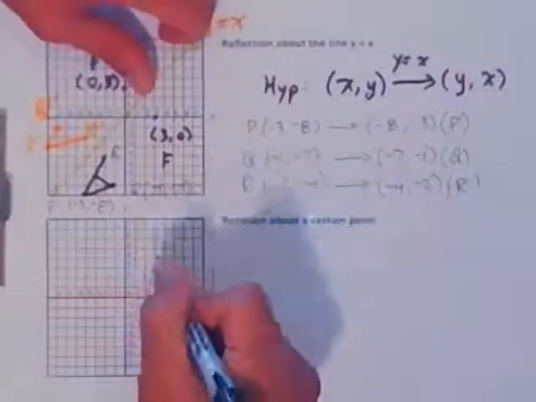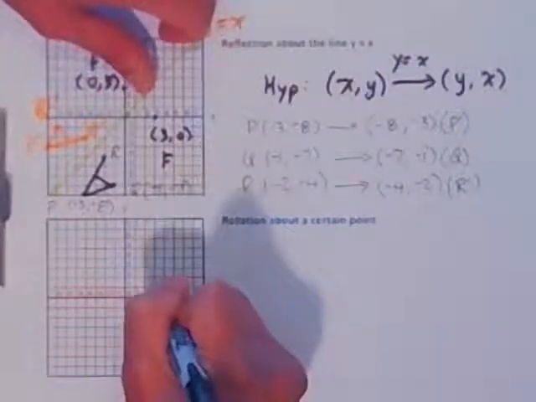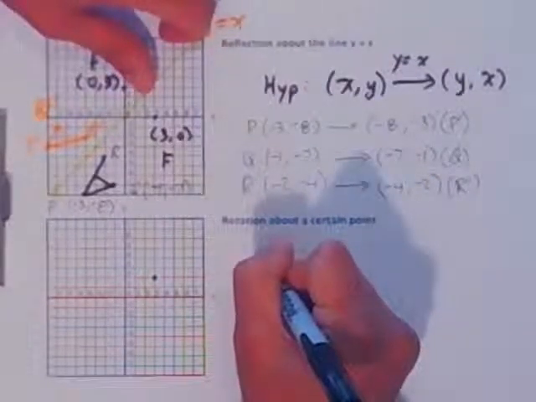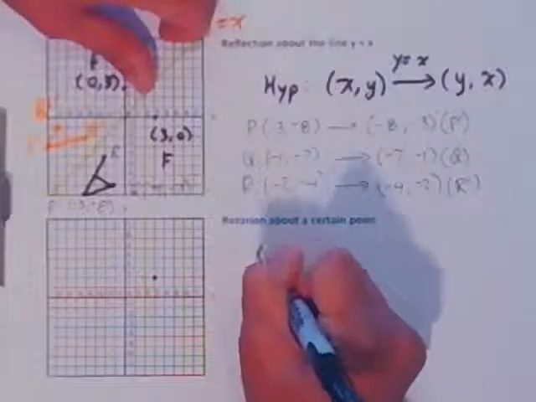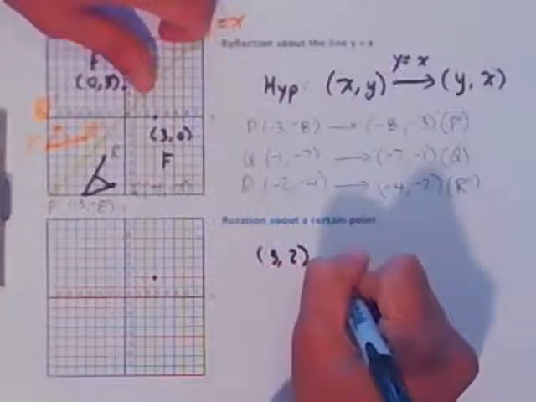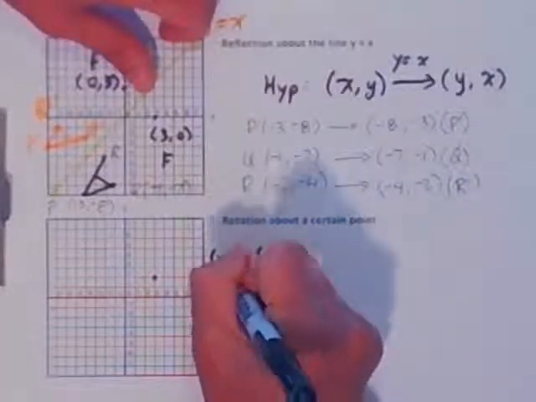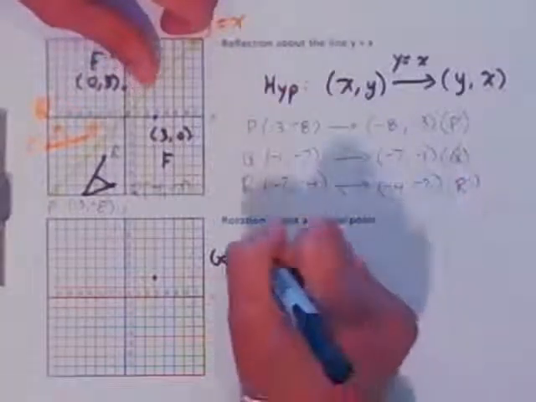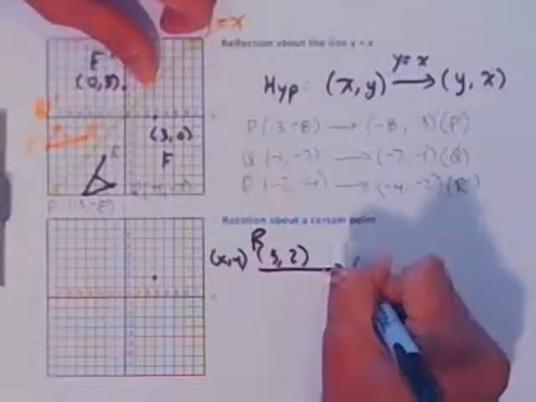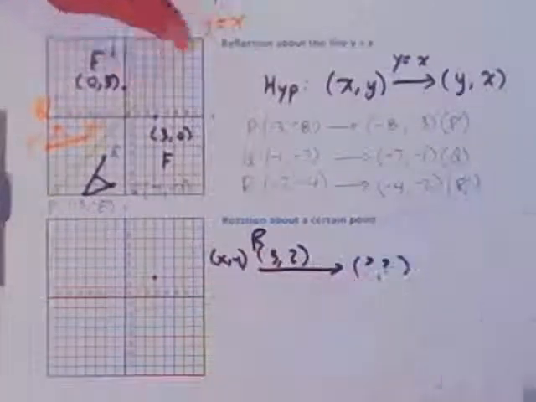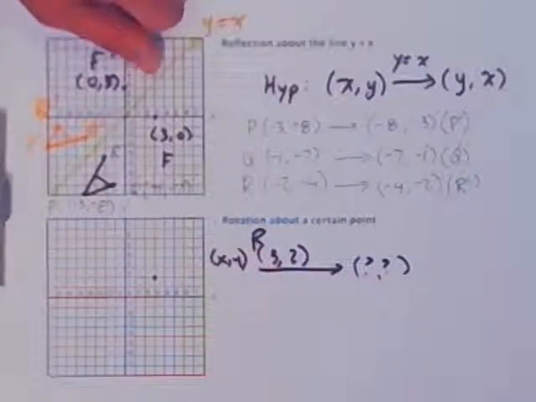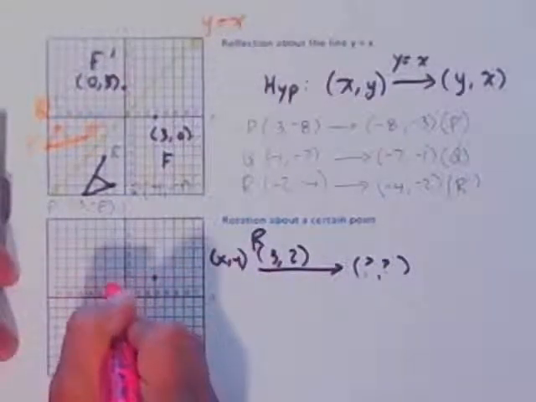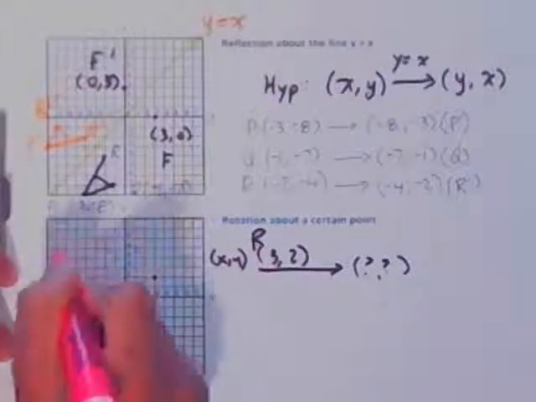Let's say we're reflecting it about the point 3, 2 right there. So, what are we going to do? 3, 2 is your center of rotation. So x, y is going to be rotated about 3, 2. So R for rotation, and then what's going to be our new value? Okay. Well, what we're going to do is let's pick a point. Here it is, -1, 1.